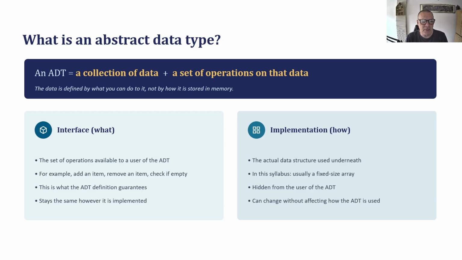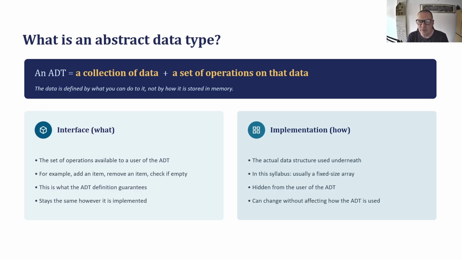And the abstract data type definition guarantees those operations, and the operation stays the same regardless of how it's actually implemented underneath. And then we have the implementation, which is how it's actually implemented. So the actual data structure that's used underneath the abstract data type. And usually, in this course at least, that's a fixed size array, because in pseudocode, arrays are fixed size data structures of a single data type. And that's how we usually implement these three. There are other ways, but we don't need to look at those a lot.